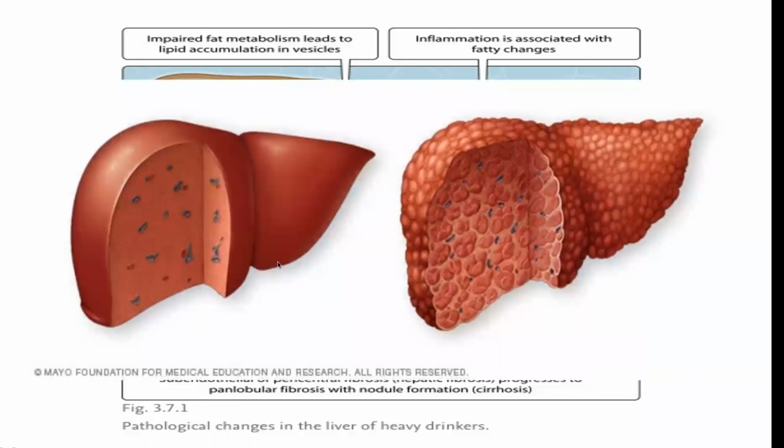And on the left here, we have what a normal liver looks like. And on the right, this is a cirrhotic liver. And you see all these nasty looking little bumps all over the liver. They are regenerative nodules as the normal liver architecture is replaced by fibrotic tissue.